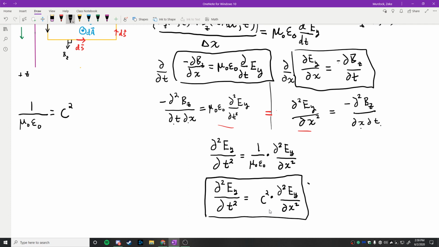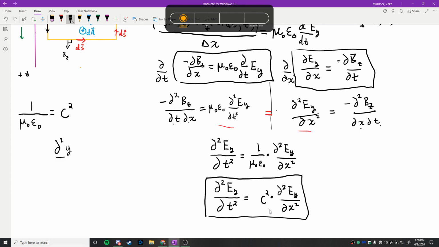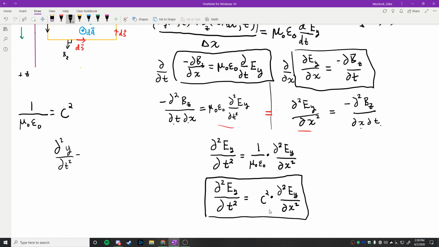This type of equation is called, does anyone know? The general function would look something like this. It'd be del 2 y, del t2, would be equal to the velocity squared of the partial derivative of the same function with respect to x. What is that called? Those of you that have taken 1D. Well, 1D or 1B, honestly. It's probably talked about in both of them. What's that kind of an equation called? Oh, there's a 2 down here, right?